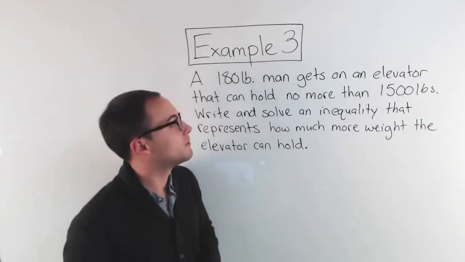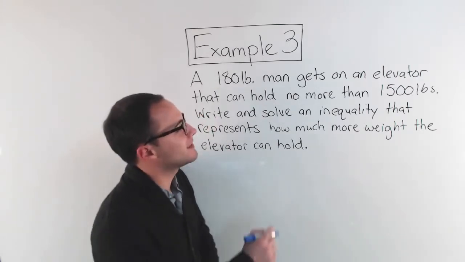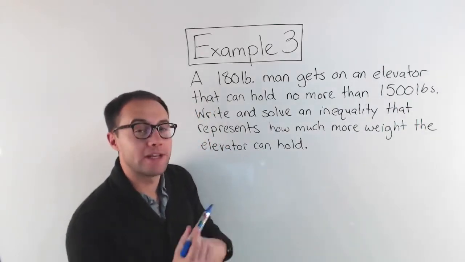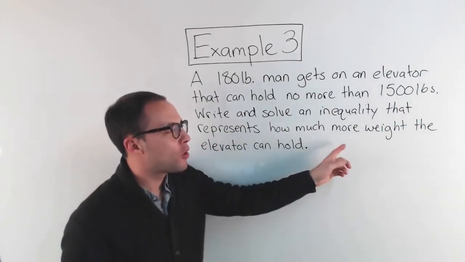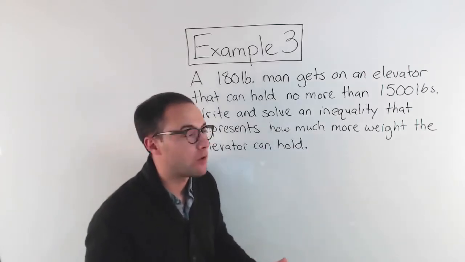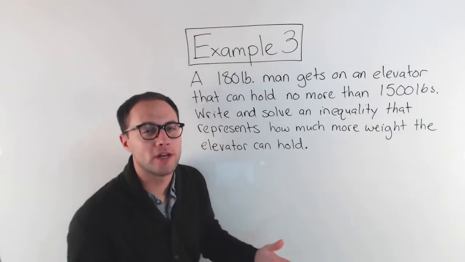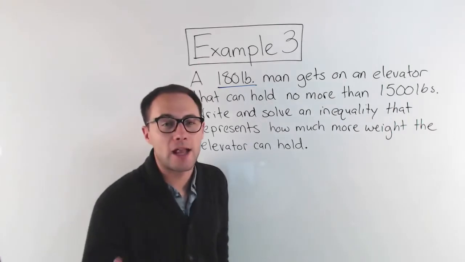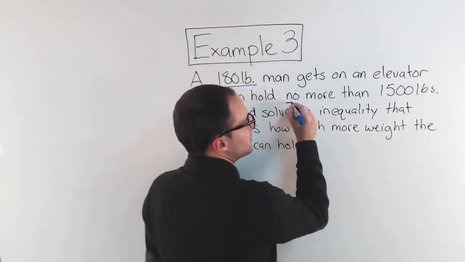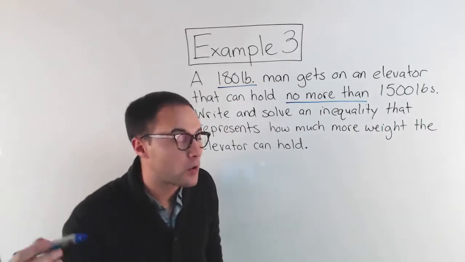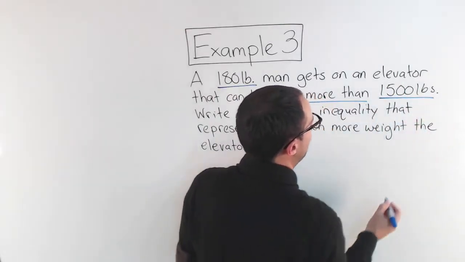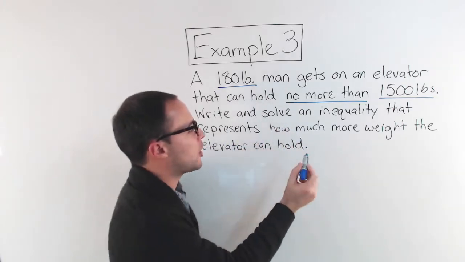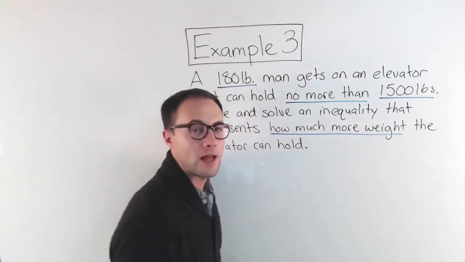All right, here's our last example. A 180-pound man gets on an elevator that can hold no more than 1,500 pounds. Write and solve an inequality that represents how much more weight the elevator can hold. So, first, let's try to find the important information in this word problem. We've got a 180-pound man gets on an elevator that can hold no more than. That's important. That should get us thinking about an inequality. No more than 1,500 pounds. We're looking to write an inequality that represents how much more weight the elevator can hold.